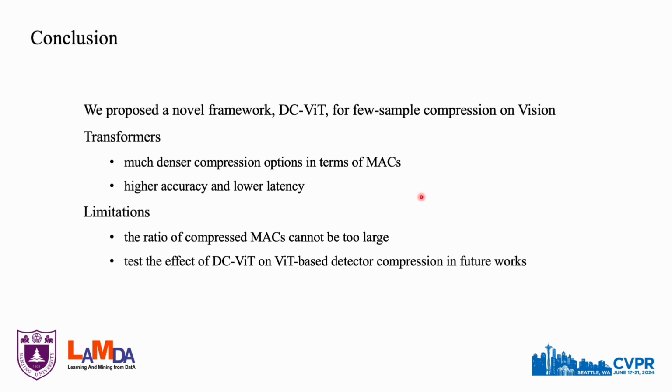In this paper, we proposed a novel framework, DCViT, for few-sample compression on vision transformers, which achieves not only much denser compression options in terms of MACs, but also better performance with higher accuracy and lower latency.